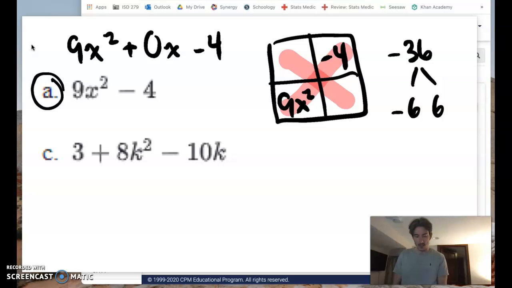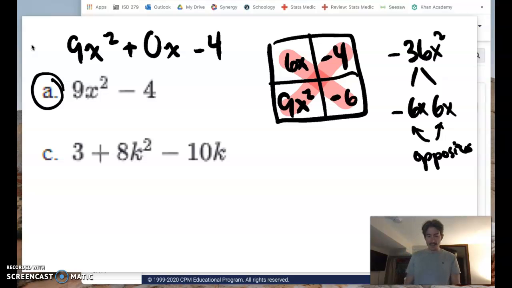And the only way to make it a -36 is to have one of those things be negative. Now check this out. 6 and -6, these things are opposites. And what that means for me is if I want -36x squared, I can get it with -6x and positive 6x. And that works out really well because, of course, what do they add to? They add up to 0.